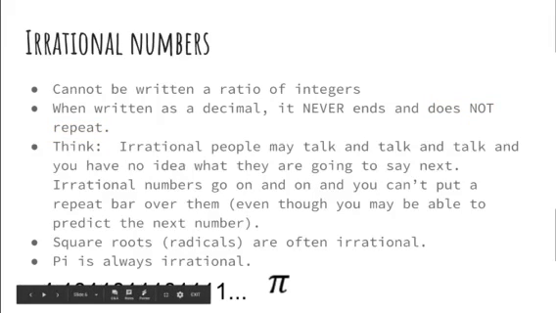The next one is pi. Any number with pi in it, 5 pi, pi divided by 3, that is always going to be irrational.